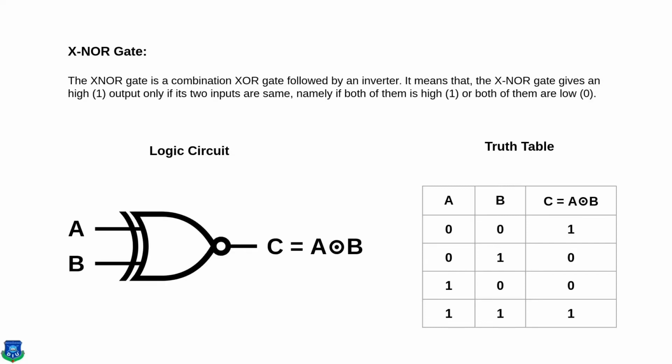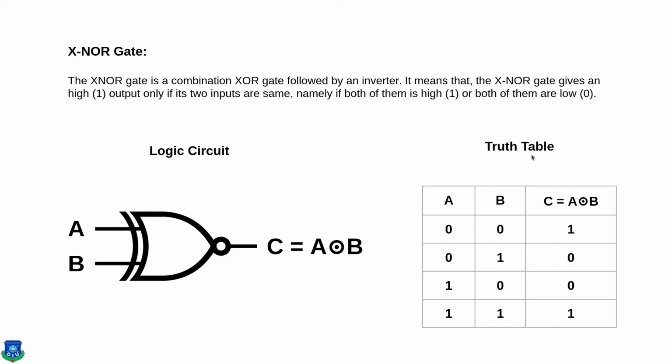XNOR gate. The XNOR gate is a combination of XOR gate followed by an inverter. It means that the XNOR gate gives a high output only if its two inputs are same. Namely, if both of them are high or both of them are low. Here is the logic circuit of the XNOR gate. We denote the XNOR operation by this symbol.